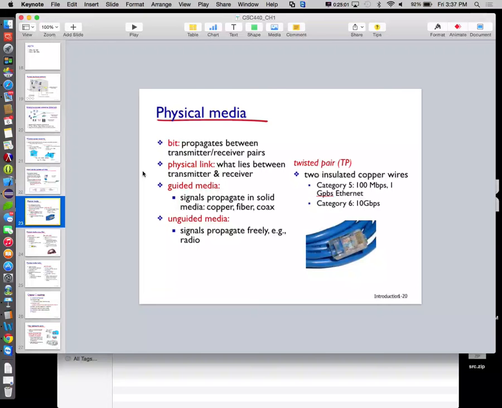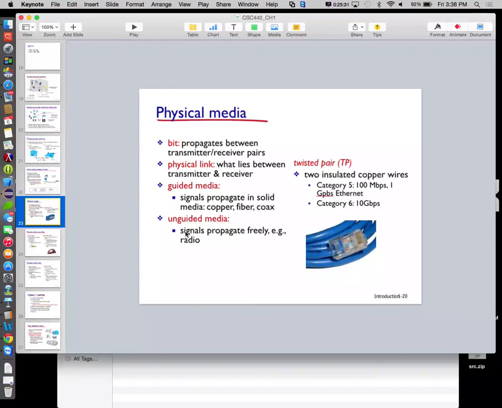Okay, so physical media. A bit propagates between transmitter-receiver pairs. So a bit is running down your copper wire or something like that between two pieces of equipment. The physical link is what lies between. That's your copper. Guided media. This is along hard things like copper, fiber, coaxial cable. So your cable network, telephone network. Fiber is still guided because it's light bouncing off the walls of the thing.